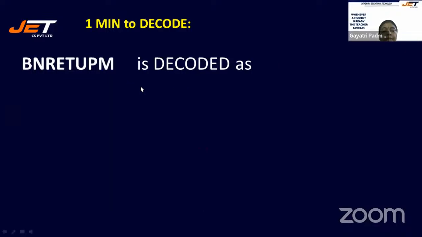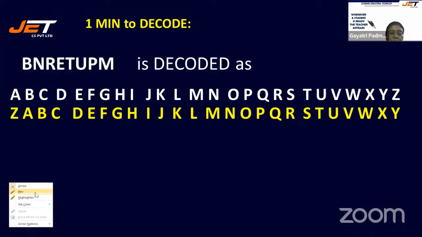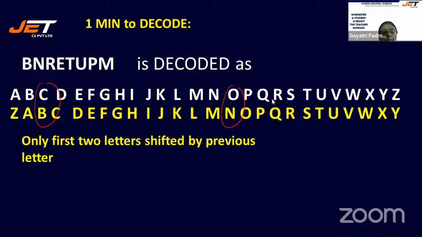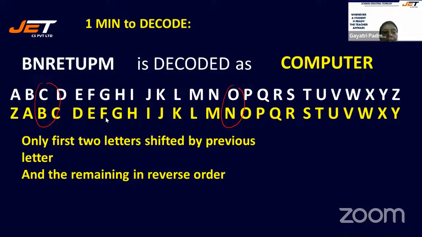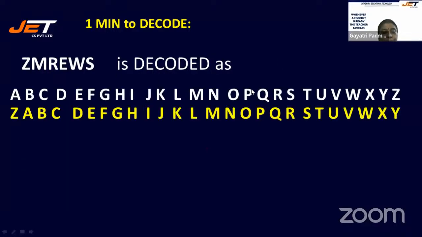Now let us try BNRETUPM. Now we are trying to decode it. So B is C, N is O. How do we decode it? It is COMPUTER.